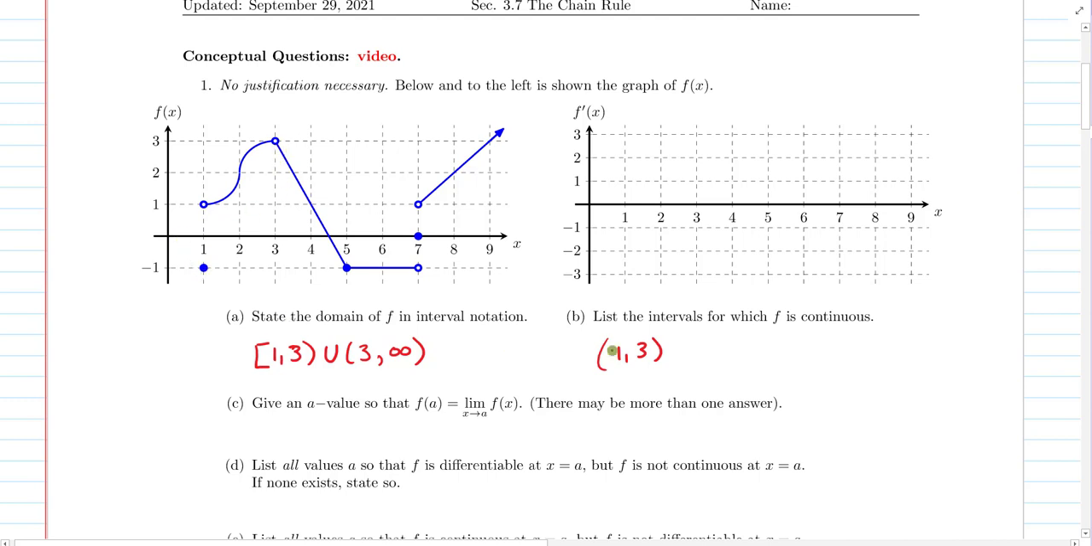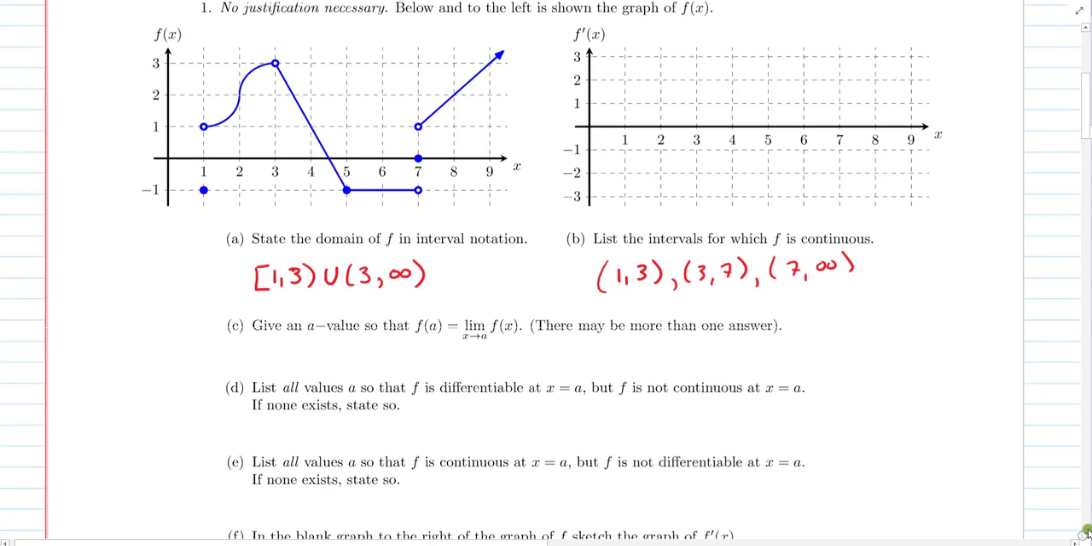And so we'll be continuous between 1 and 3, and then we'll be continuous again, it looks like to me, between 3 and 7, and again between 7 and infinity. Notice that although this function is defined at 7, it's not continuous at 7.